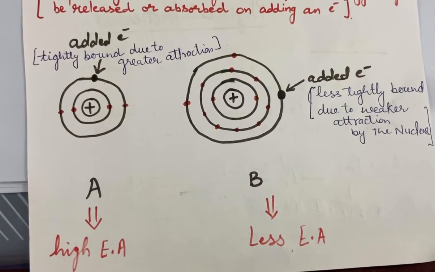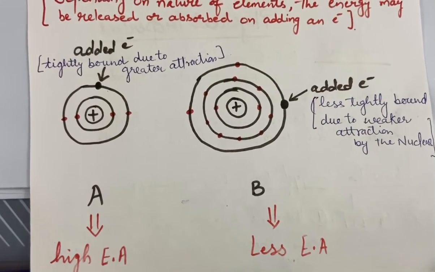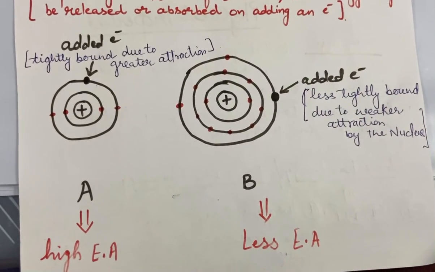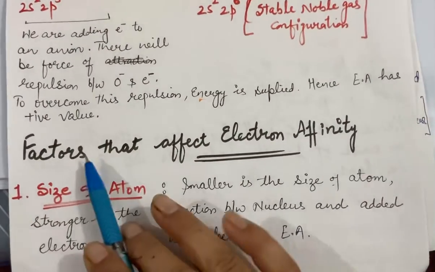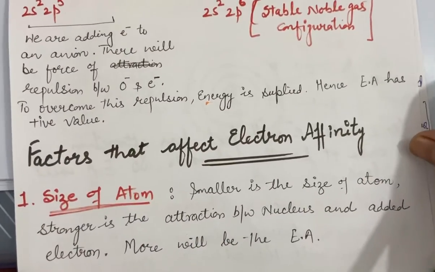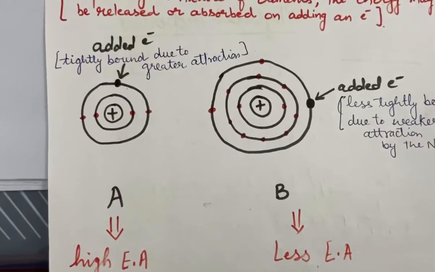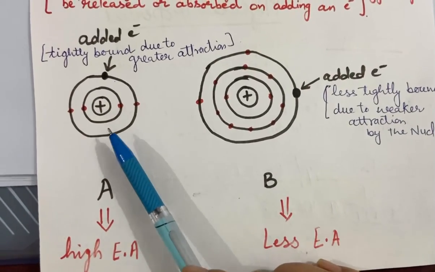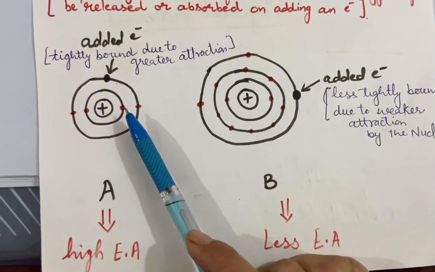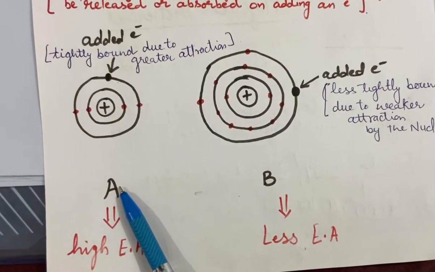So the magnitude of electron affinity basically decides how tightly or how weakly the added electron is bound to the nucleus. So let us discuss the factors that affect the electron affinity. So the first factor is the size of the atom. Here I have taken two atoms, A and B. A atom has a smaller size. Here there are two shells. There are three shells. A atom has a smaller size.